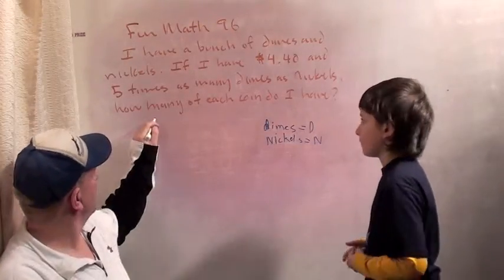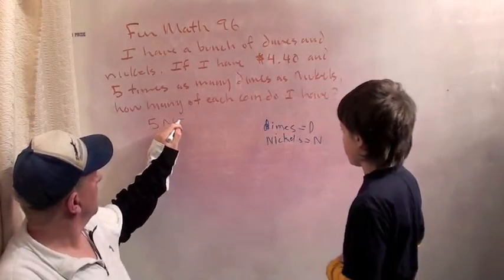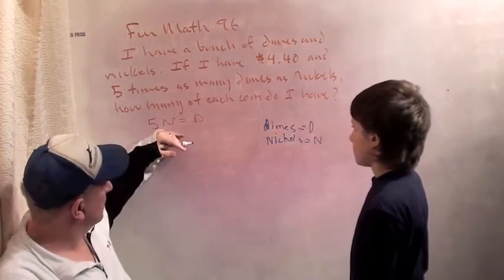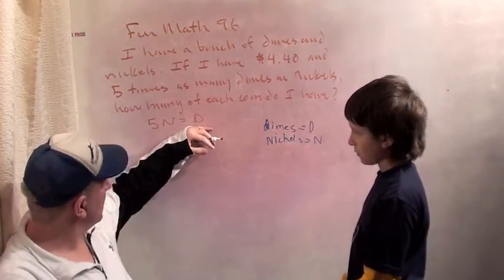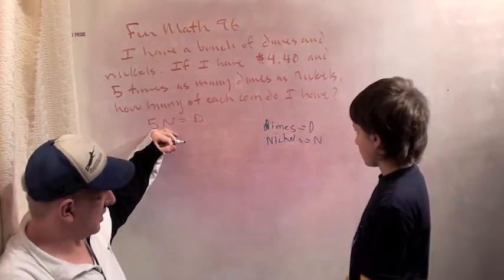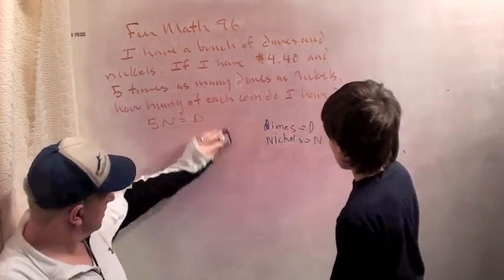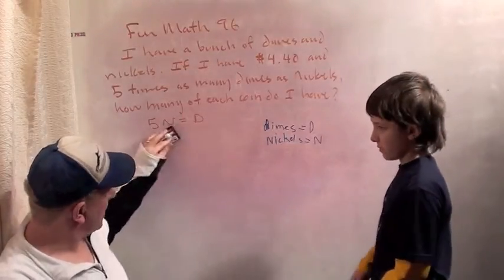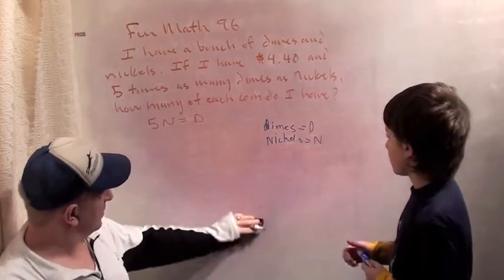So 5N equals D. So in other words, if I have 5 dimes, I have 1 nickel. Or if I have 10 dimes, I have 2 nickels. Okay? We could just put 5N for the dimes. Yeah, you could do that too if you wanted.